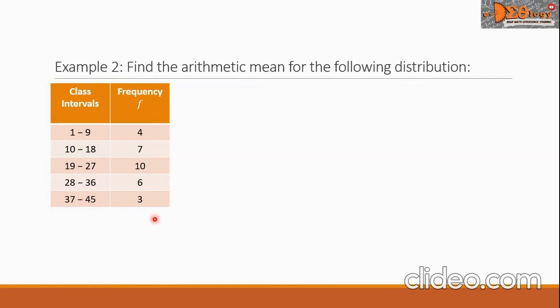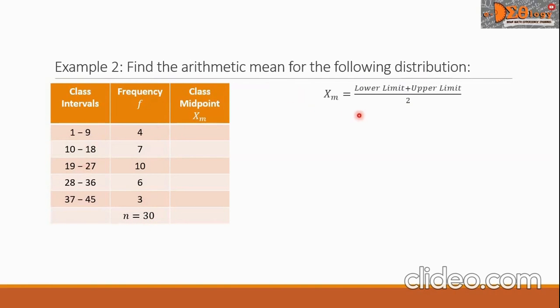Step 1 is let us collect the n, and that is taking the total of this column, and this is equal to 30. Next, we need the class midpoint for each of the classes. We will use our formula x sub m equals lower limit plus upper limit divided by 2. So for our first blank here, we will use this one, the lower limit, 1, plus the 9, that is the upper limit, then divided by 2.